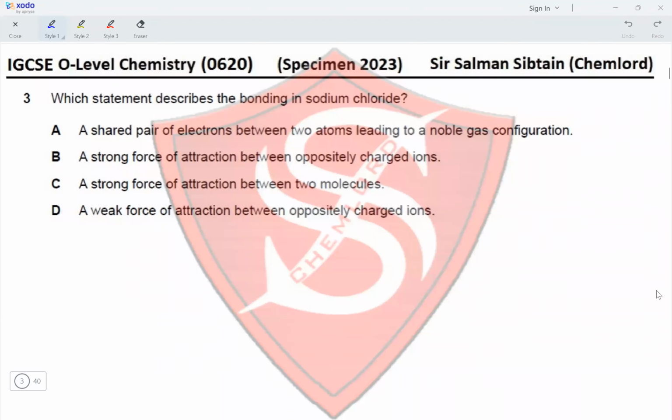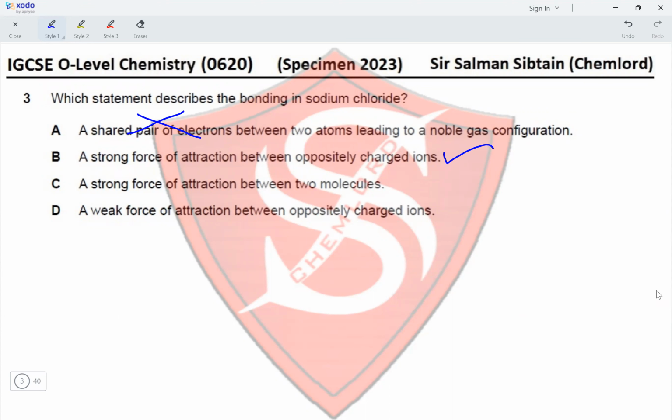Question 3. Which statement describes the bonding in sodium chloride? A shared pair of electrons between two atoms leading to a noble gas configuration. Sodium chloride is an ionic compound, so it will not have a shared pair of electrons present. A strong force of attraction between oppositely charged ions. Yes, strong electrostatic forces of attraction define an ionic compound.